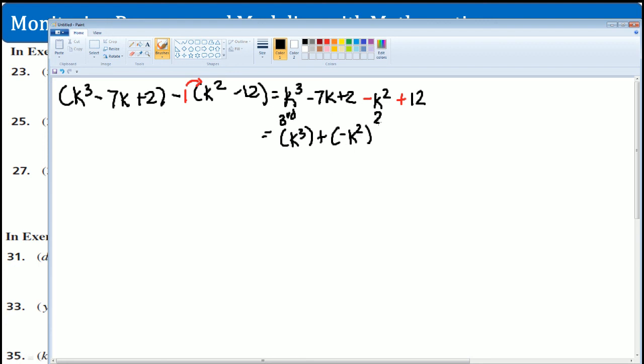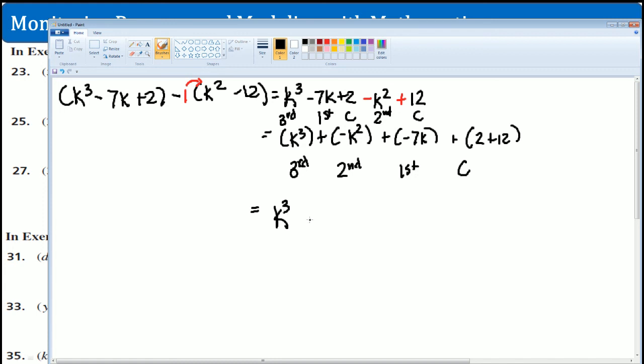This is your second degree. This is the first degree, and these are your constants, right? So this is your third degree. This is your second degree. Now we need our first degree. So it's going to be plus what? Negative 7k. Then you're going to have your plus your constant. Your constant here is 2 plus 12. So your answer is k cubed, which is your third degree, minus k squared, second degree, minus 7k, which is your first degree, plus your constant, 2 plus 12 becomes 14.